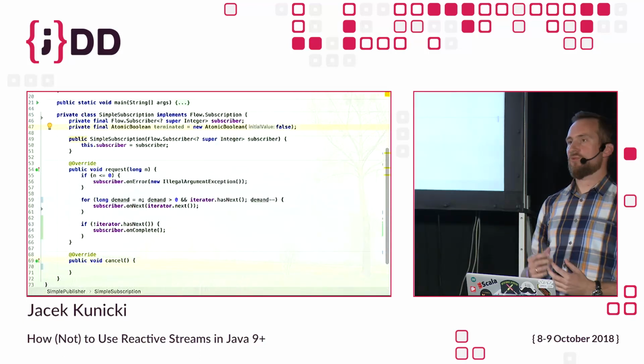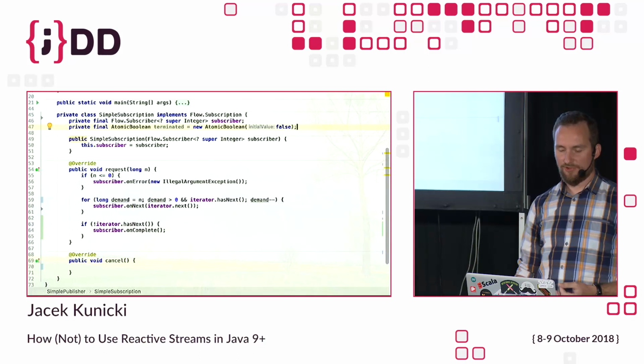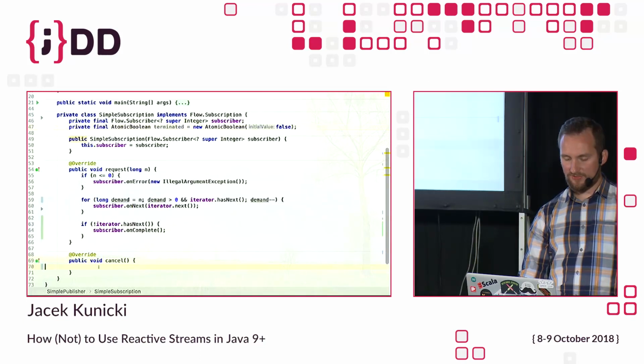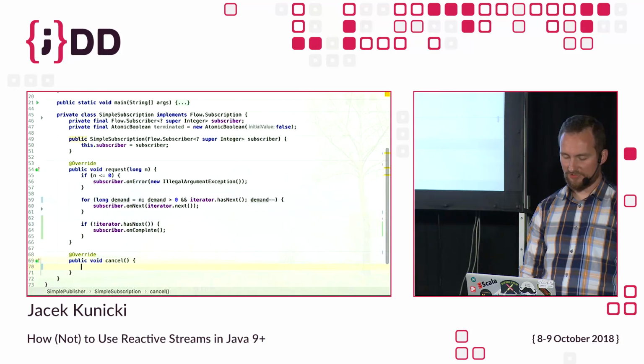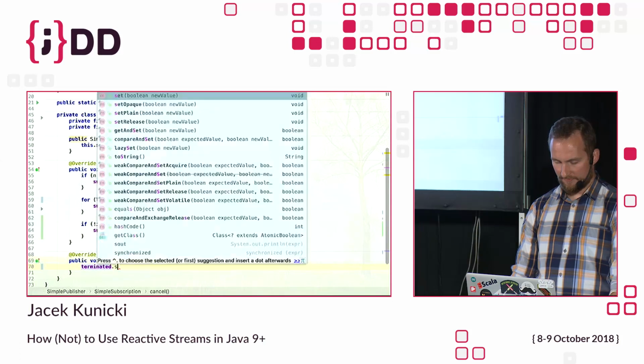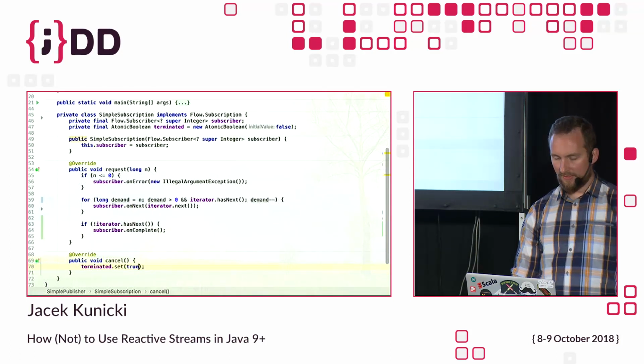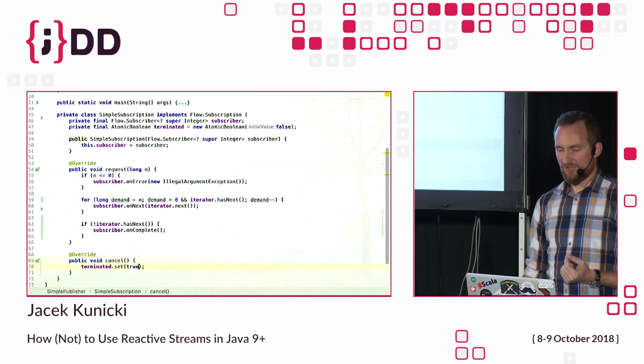And now, of course, the field is not enough. We need to use it somewhere. The most obvious place to use it will be the cancel method, because if the cancel callback is received, we need to set the terminated flag to true.